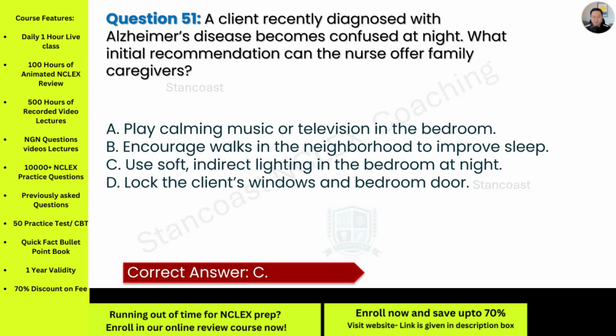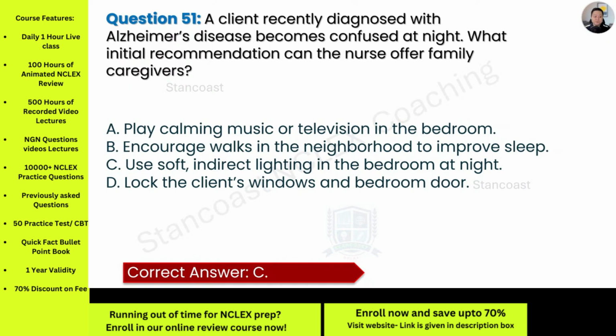With the use of the soft indirect lighting in the bedroom can help clients with Alzheimer's disease to recognize their surroundings, which can also reduce their disorientation and nighttime confusion. And remember that Alzheimer's disease often disrupts the body's circadian rhythm, and this can lead to nighttime agitation or confusion, known as the sundowning syndrome.